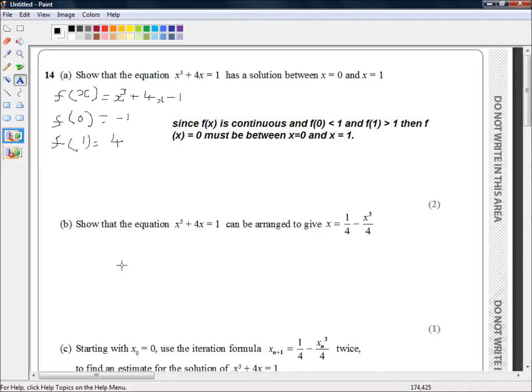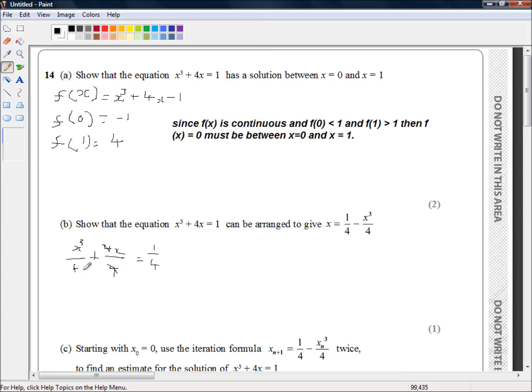Okay, so part B, show that the equation x cubed plus 4x equals 1 can be arranged to give x equals 1 over 4 minus x cubed over 4. Well, that's fairly straightforward. If we just divide everything through by 4, we've got x cubed over 4 plus 4x over 4, and these two 4's cancel out, is equal to 1 over 4.